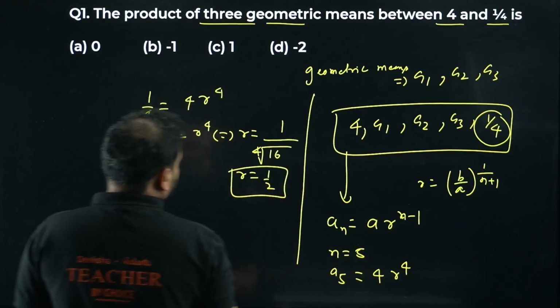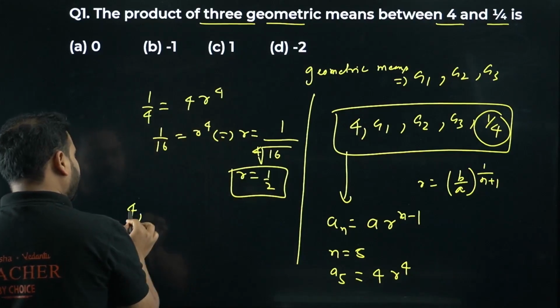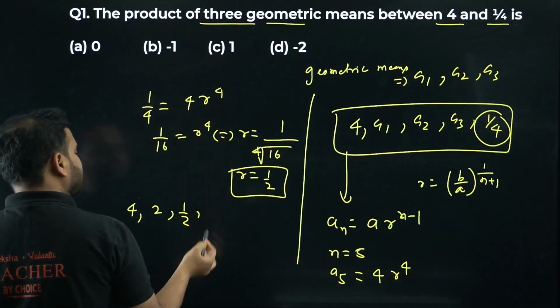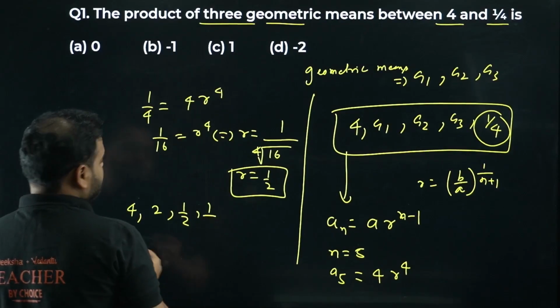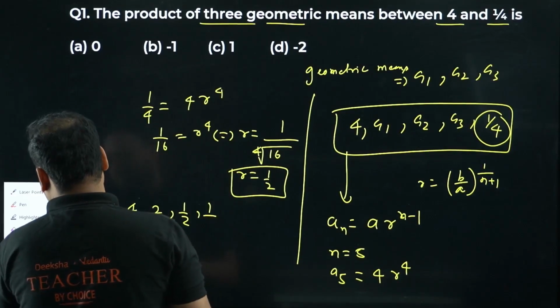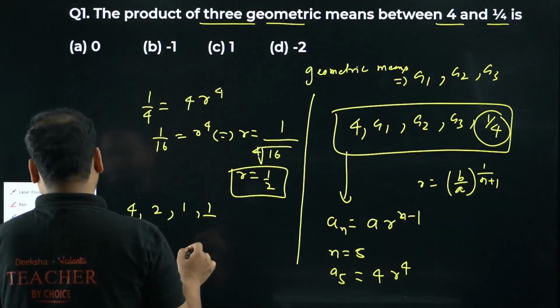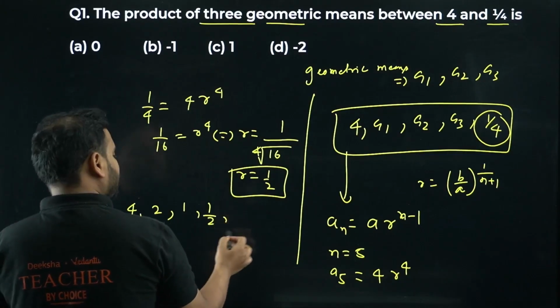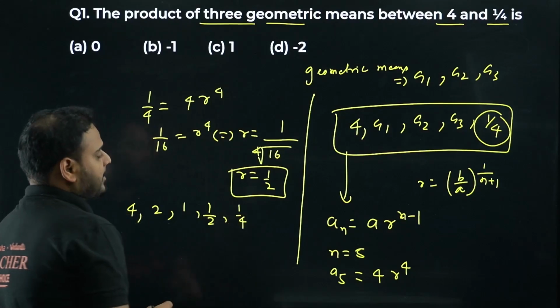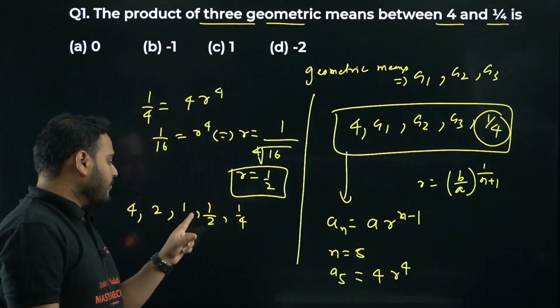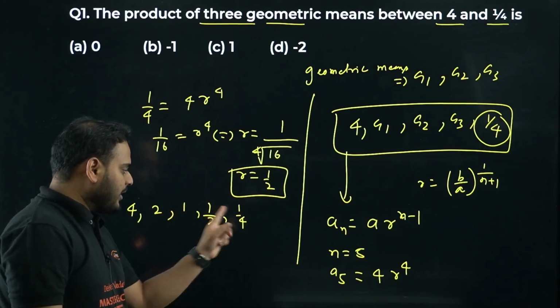Now please check. If my first term is 4, half of this is 2, half of 2 will be 1, and half of 1 will be 1 by 2, and then you have 1 by 4. R is 1 by 2, no? So 1 by 2 of 4 will be 2, half of 2 will be 1, and half of 1 will be 1 by 2, and so on.